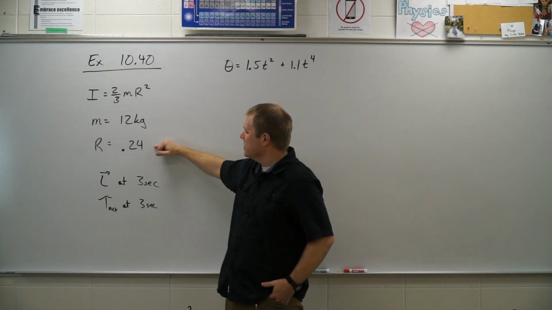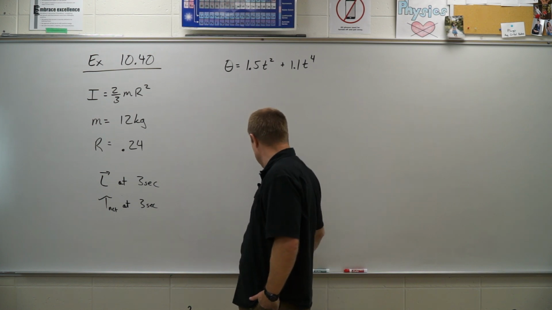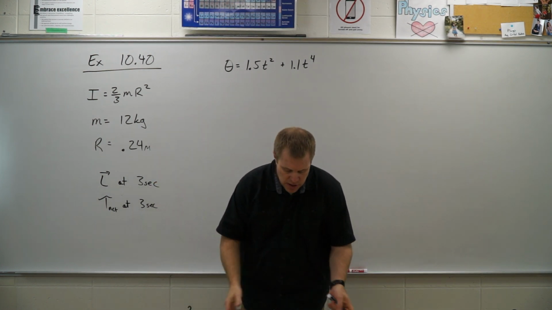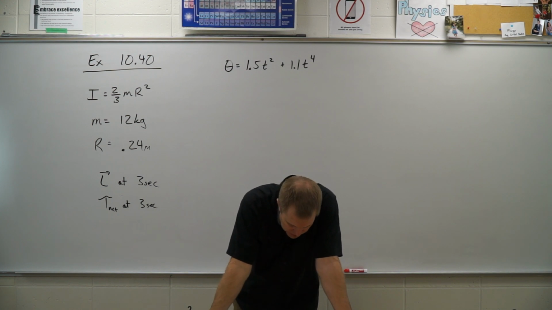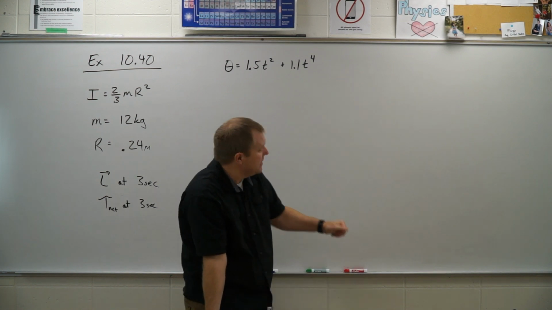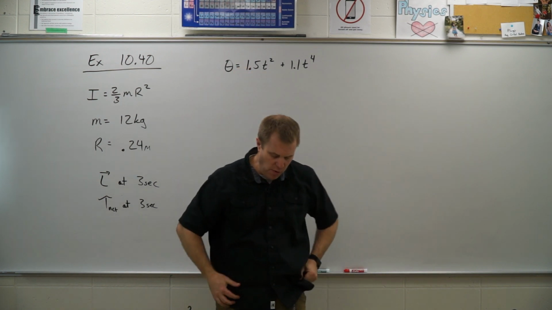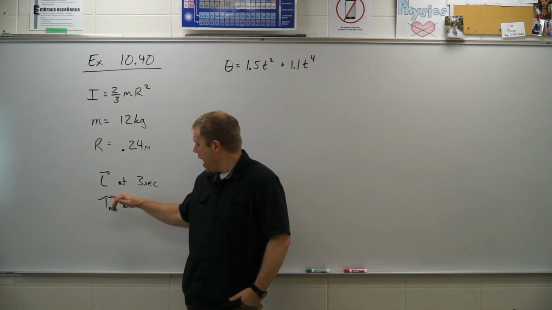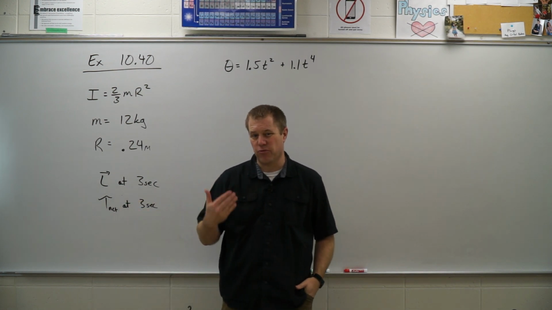So I know the mass. I'm going to go ahead and get the radius, and I'm going to put it in meters just to make sure. The angle in radians through which it turns as a function of time is given by this equation. And they want me to find the angular momentum and the torque at 3 seconds.